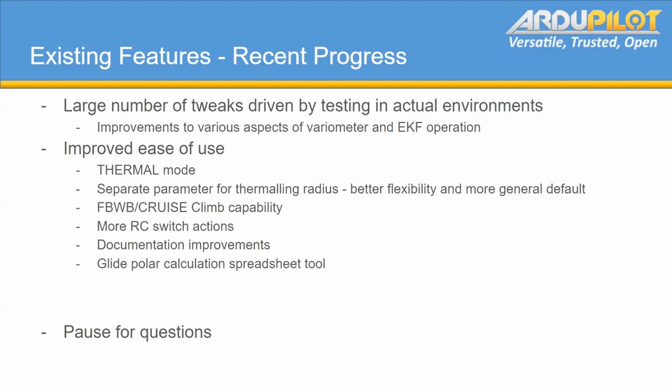We've done a number of documentation improvements to make the setup process easier for users. And we've also developed a glide polar calculation spreadsheet tool to help them estimate these three parameters I mentioned before, based upon the measurements of their glider and the results of glide testing in still air. So that sums up the current state of the code and the recent progress made on those existing features. So that's 20 minutes in. I'll pause for any questions at this point before we go on to the areas of active development.